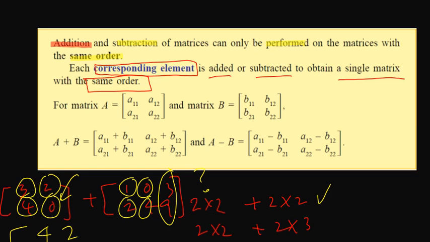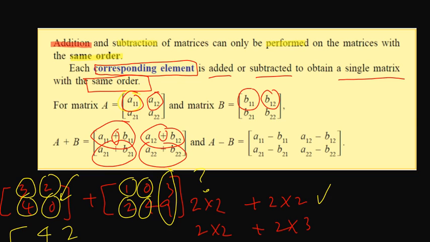And how to add or subtract? It's just very simple. If it is addition, you just see the corresponding element. A11 is with B11. You can add, and it will come here. A12, B12, this one, add. Same as this one, for addition. For subtraction, it's just the same. The corresponding elements, you just minus. This is very simple and common sense to answer this.